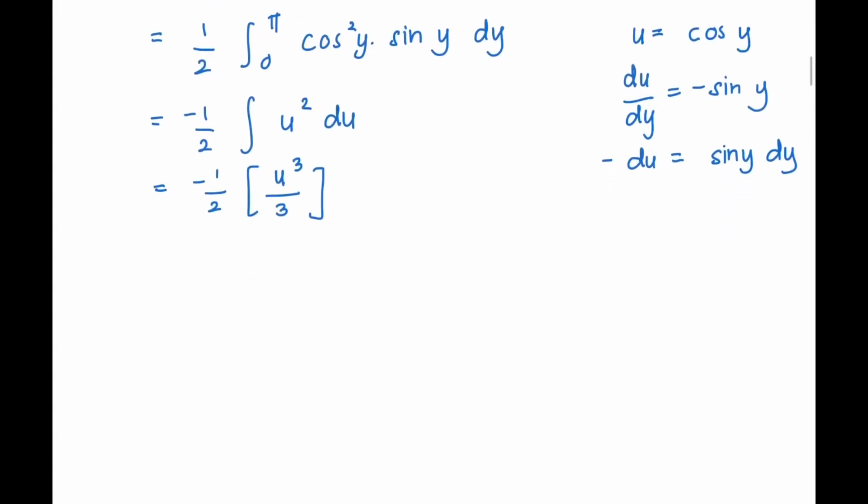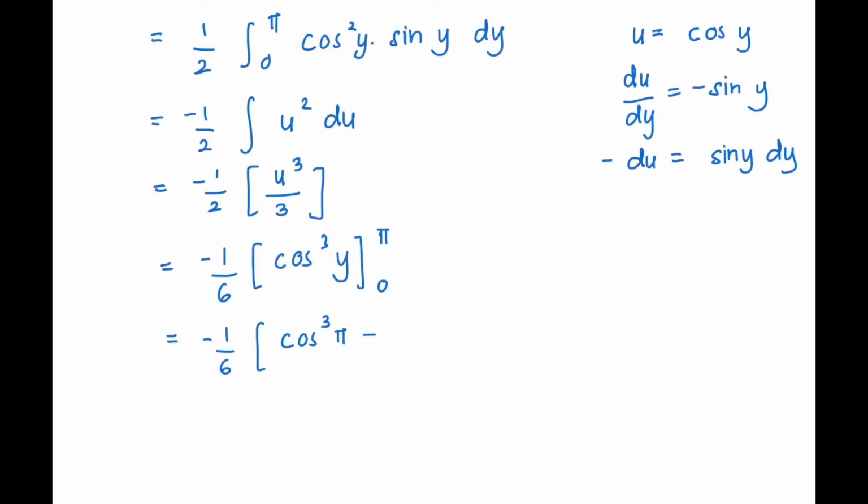Next stage, you resubstitute. So 1 over 6 there. Now our u is equal to cos cubed y. Now you can insert the limits of 0 up until pi. So this is equal to 1 over 6 times cos cubed of pi, take away cos cubed of 0. Cos 0 is equal to 1, cos pi is equal to minus 1. So that's 1 over 6 times minus 1, take away 1. Hence, our final answer is 1 over 3.